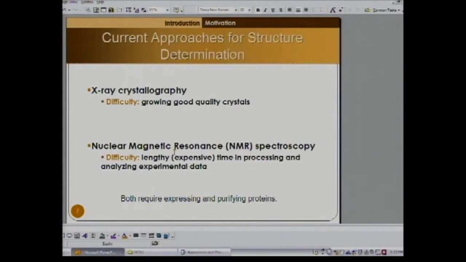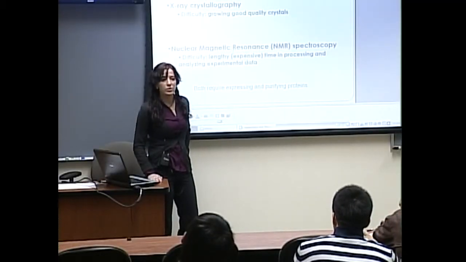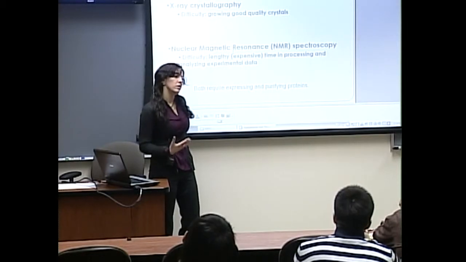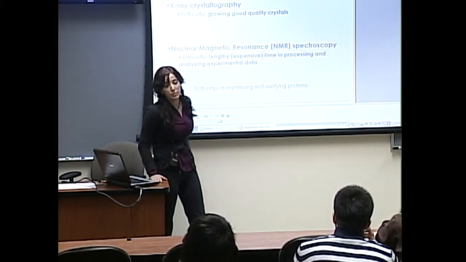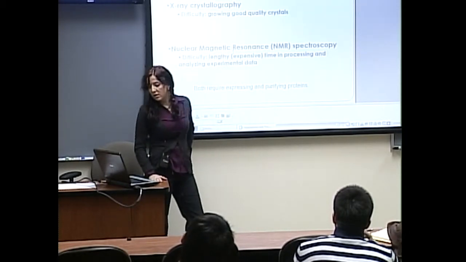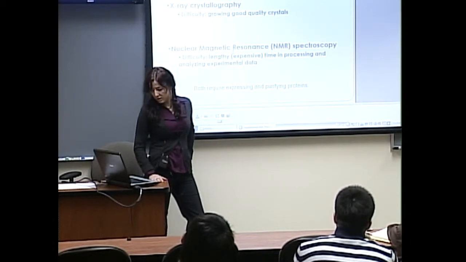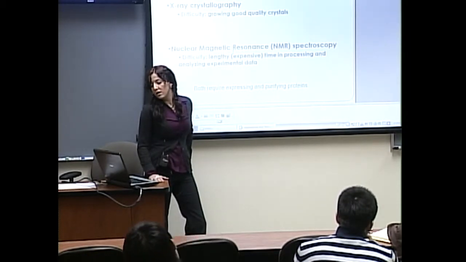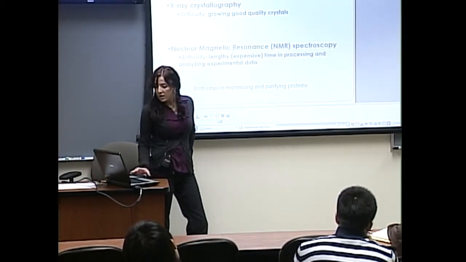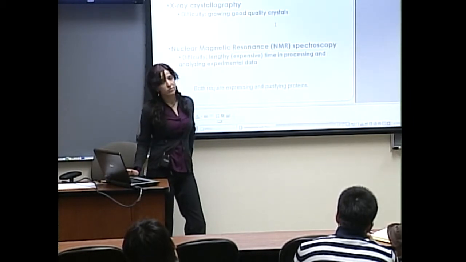The difficulty in X-ray crystallography is that growing good crystals is kind of a black art, and it is hard to predict when and how a protein can be crystallized. However, NMR spectroscopy also has difficulties, such as the lengthy and very expensive time at the spectrometer that one has to spend in order to collect NMR data. And also there are computational challenges in analyzing the obtained data.